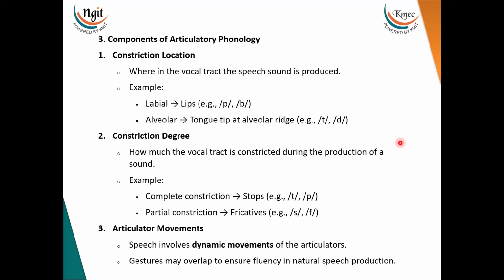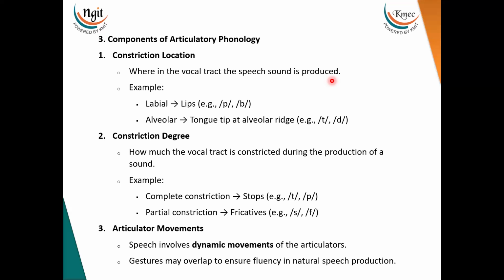Then components of articulatory phonology. First one is constriction location: where in the vocal tract the speech sound is produced. Understood? When we try to speak something, an alphabet or a word, exactly where is the sound coming out?